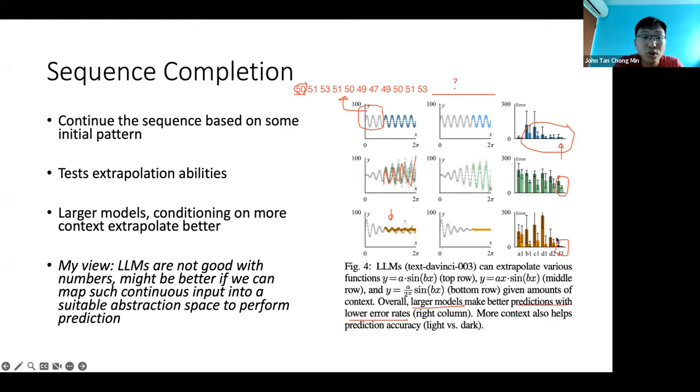They also showed conditioning on more. Instead of just conditioning on maybe the first 10 points, I condition on the first 20 points. You condition on more context, you extrapolate better, because more information is given to the model. This is actually quite good. If you are trying to do time series prediction, you can just do a large language model based prediction. The results showed that it's not bad, right? I agree with this use case because I think that large language models are great at extrapolating patterns.